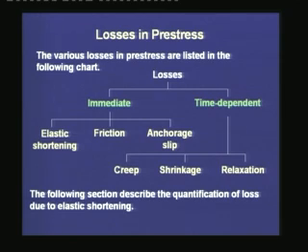Among the time dependent losses, we have already studied the phenomenon under the material properties. Creep and shrinkage are typical behavior of concrete. Creep is the deformation with time under a constant load. Shrinkage is the deformation with time due to loss of moisture, and relaxation is a property of the prestressing steel, which is the drop in the stress under a constant strain with time. Now, in today's lecture, the following section will quantify the loss due to elastic shortening.